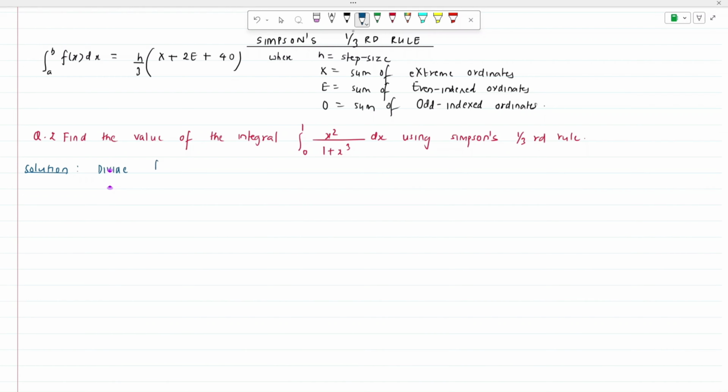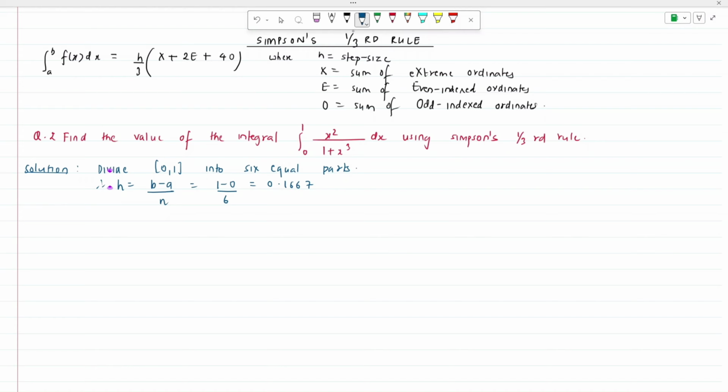So divide the interval 0, 1 into 6 equal parts. So the step size h is again b minus a divided by n, which is 1 minus 0 divided by 6, and that is going to be 0.1667. So we have the value of h. Once we have the value of h, we can again go ahead with the table of values.